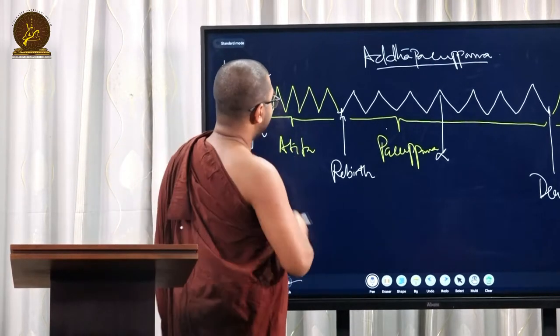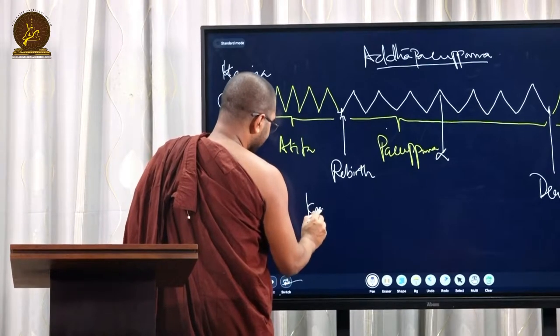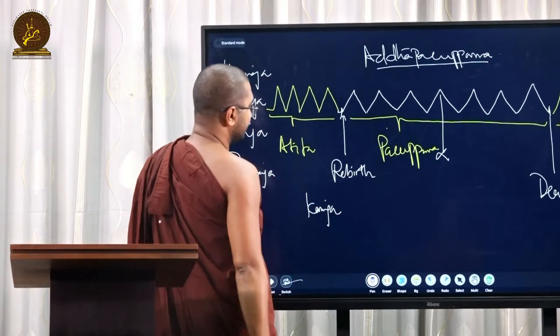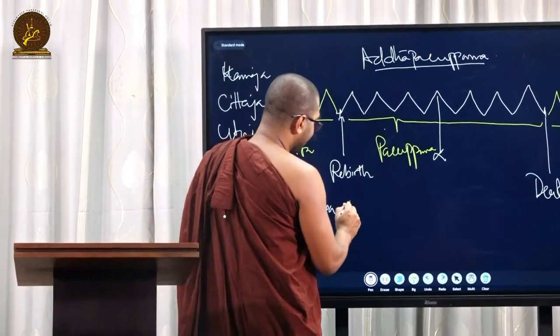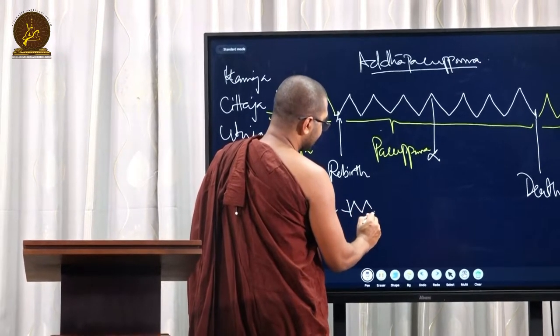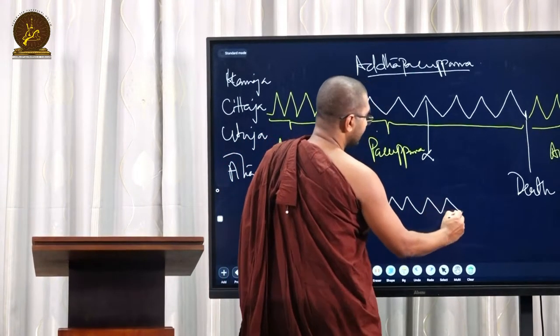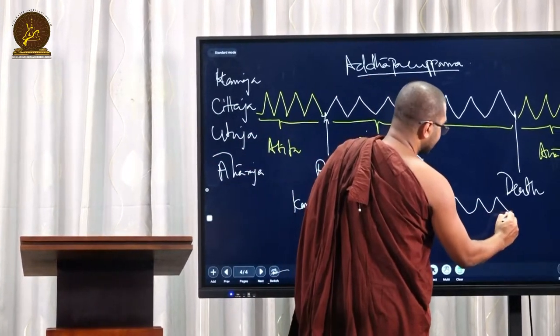Then Adda Pachupanna, one life. Now think about the kammaja rupas, kammaja santati. From the beginning of life, kammaja santatis occur in us, and that would continue in most cases till death.